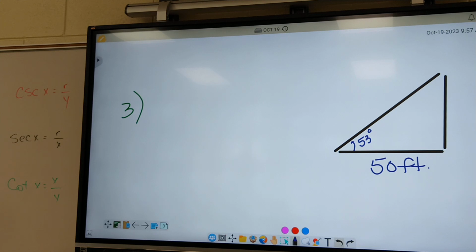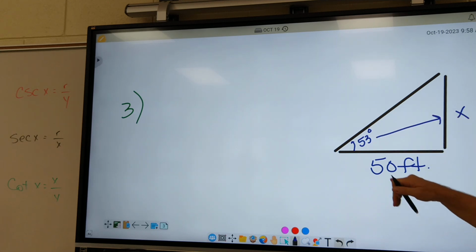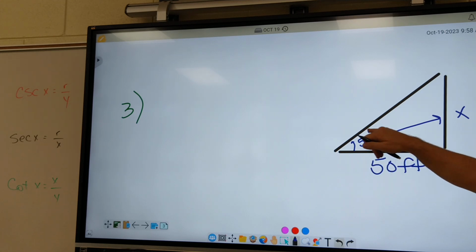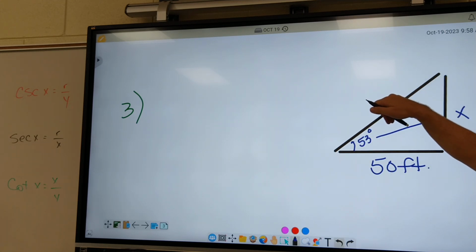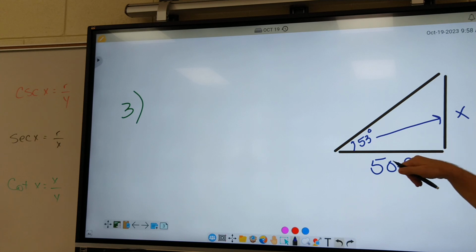All right, last sentence. Find the height of the tree. Where does the X go? This has got to be the tree, guys. X goes right there. Now let's figure out which formula matches our problem. X is on which side? Opposite. This has got to be adjacent, right? We don't have a number over on the hypotenuse. So I've got opposite and I've got adjacent.